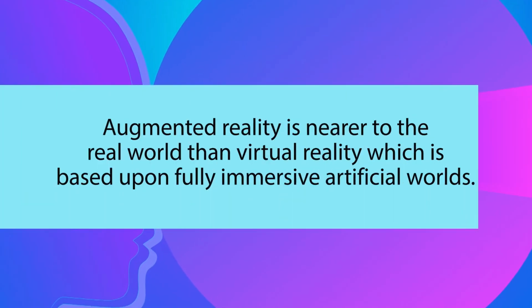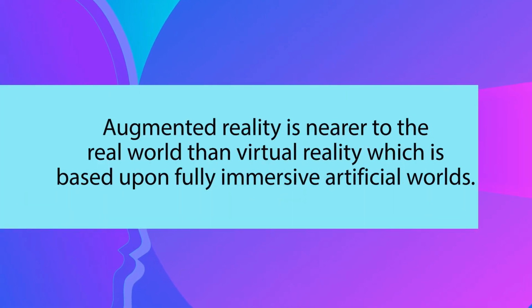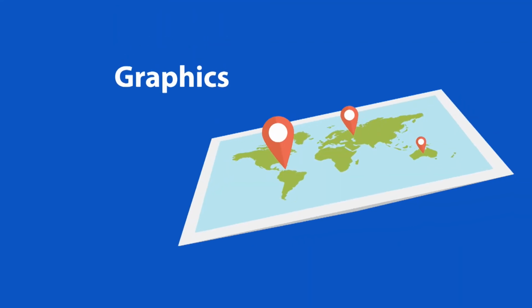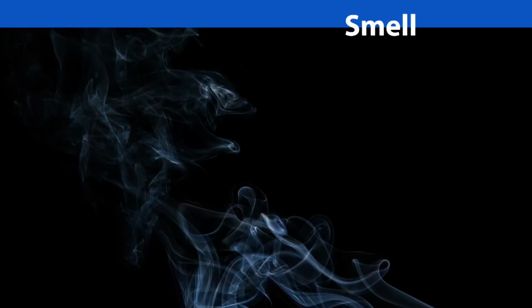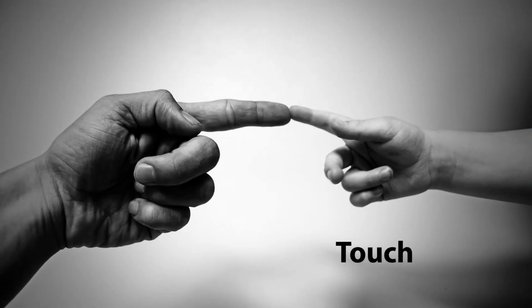Augmented reality is nearer to the real world than virtual reality, which is based upon fully immersive artificial worlds. It uses a variety of media such as graphics, video, smell and touch to mimic those found in the real world. It also changes the way we view the world.